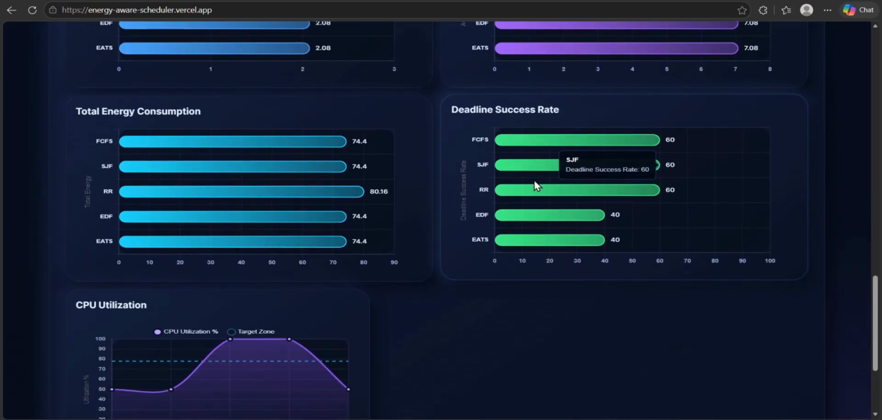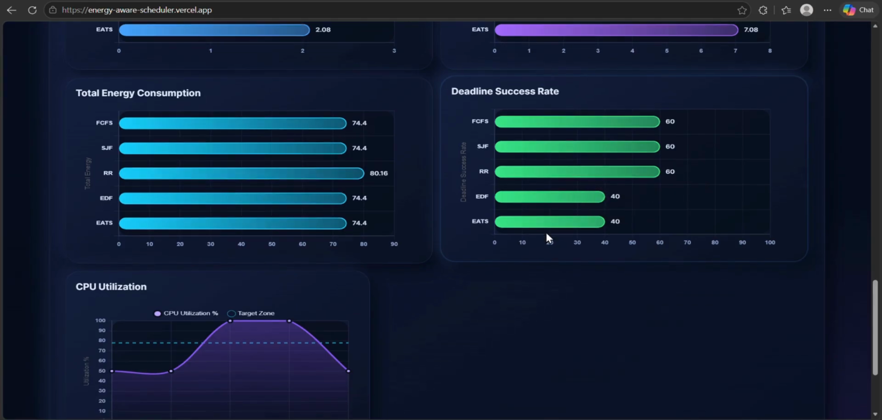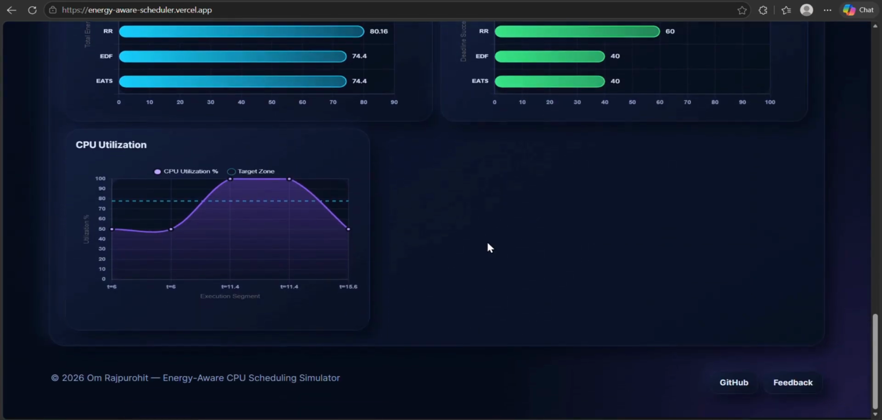Next, we have the deadline success rate chart. This graph shows how well deadlines are met. FCFS, SJF, and RR perform better here in this case. EDF and EATS show lower success, which indicates that under certain workloads, energy constraints or scheduling overhead can impact deadline performance.